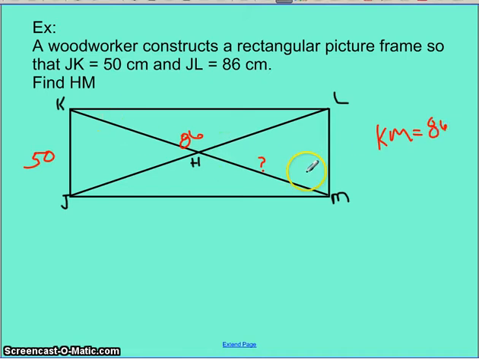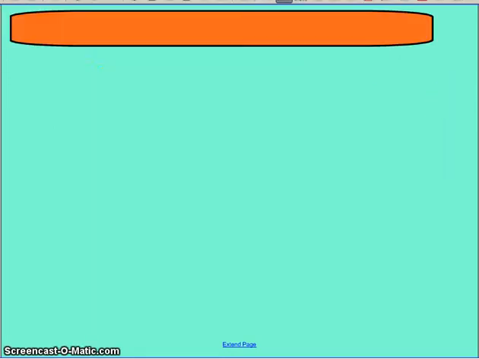So if KM's 86, then halfway across that, all we're going to do is divide that by 2, and we're going to come up with 43 centimeters for HM. Now, some other problems that they might throw at you, we would have known that this is a right angle, so we could have actually found what that side was using Pythagorean, so something else to keep in mind.